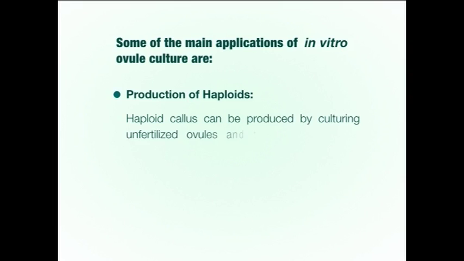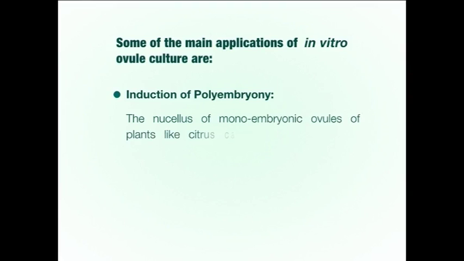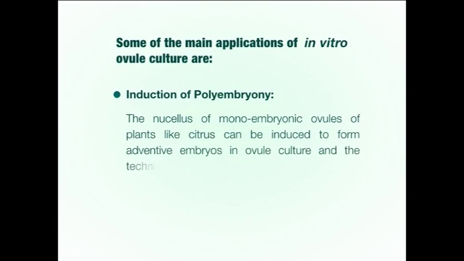The third importance is in production of haploids. Haploid callus can be produced by culturing unfertilized ovules, and these cells may be induced to form haploid plants by manipulating the culture medium. The fourth application is in the induction of polyembryony. The nucellus of monoembryonic ovules of plants like citrus can be induced to form adventive embryos in ovule culture, and the technique holds great potential in horticultural practices.